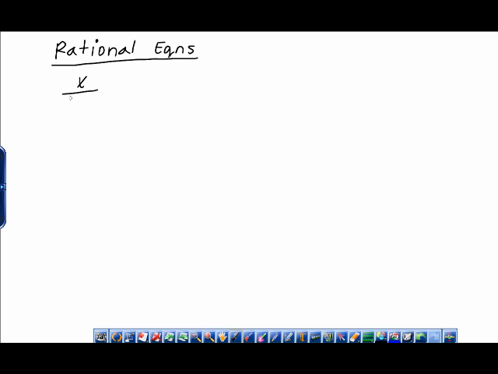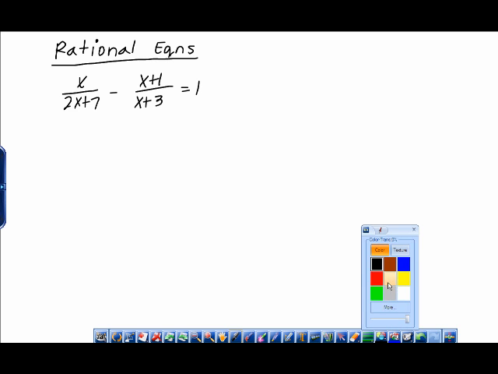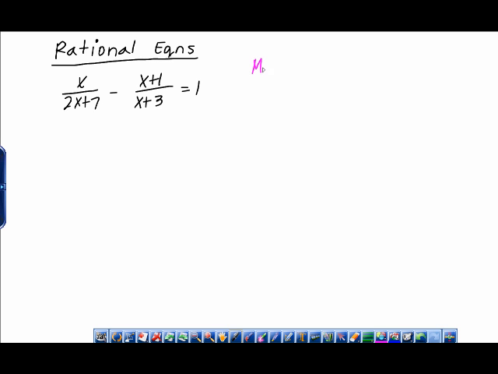Okay, let's say we had x over 2x plus 7 minus x plus 1 over x plus 3 equals 1. All right, if you were just simplifying, you would want to get a common denominator. We're solving though. So what I'm going to do instead is multiply both sides by the LCD. And I can, whatever I do to one side, I can do to the other. Just like on the previous problem when I multiplied both sides by 2.